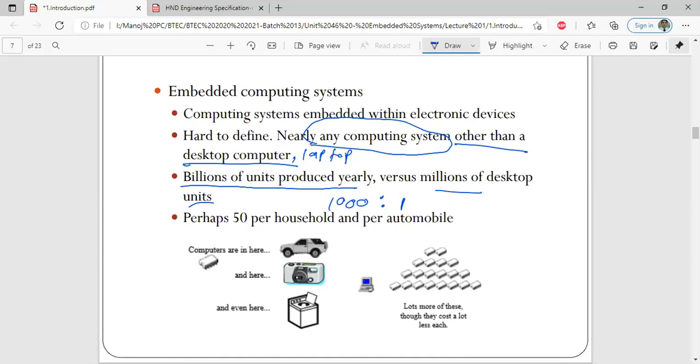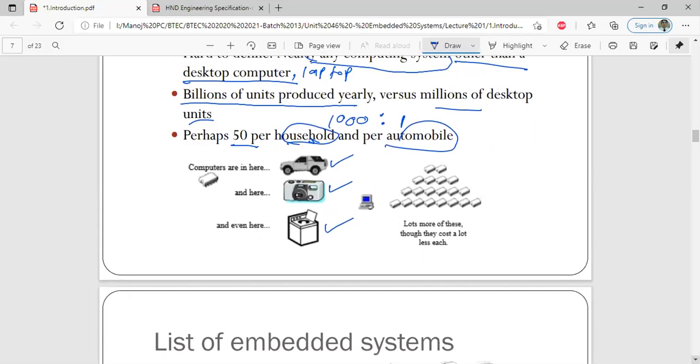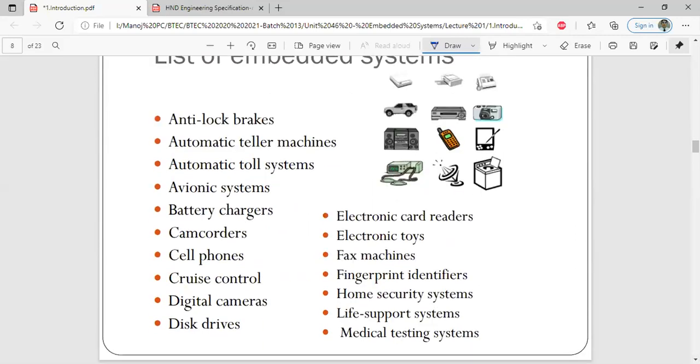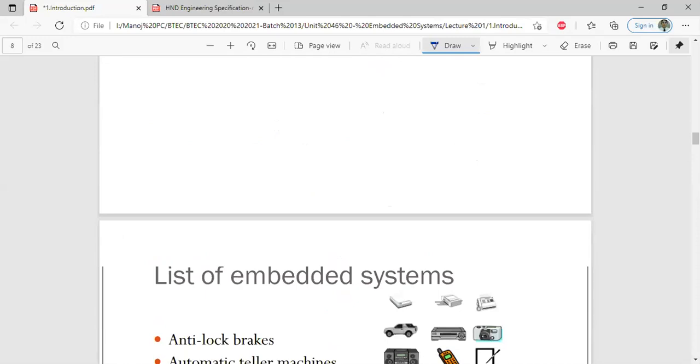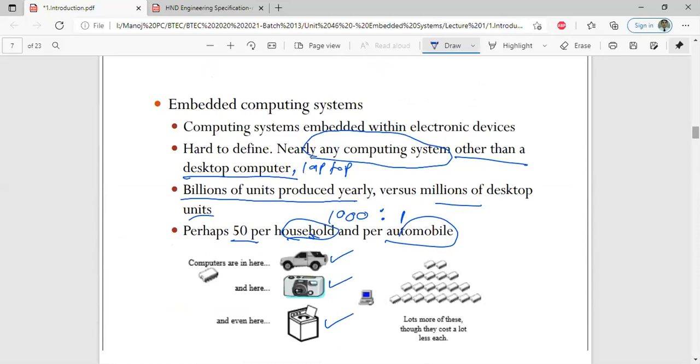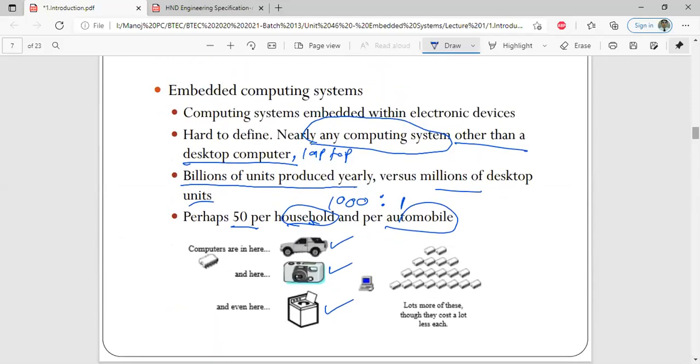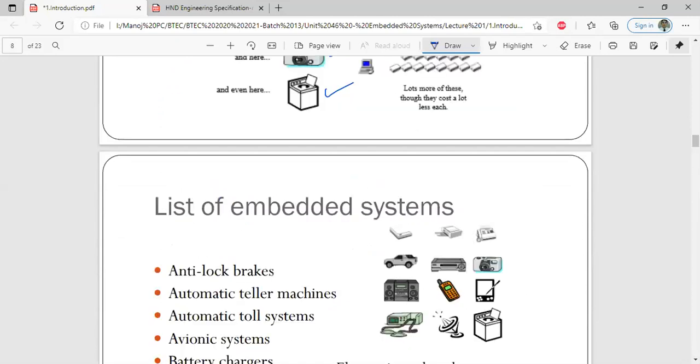If you take any household, there may be more than 50 in the household. Inside an automobile there will be more than 50 embedded systems. So embedded systems are in an automobile, in a camera, and inside a washing machine. They are inside each and every device that we are using, right? So these are some of the embedded systems.